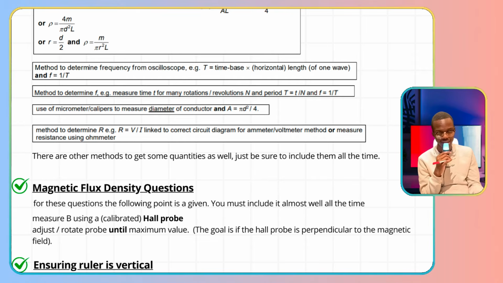Method to determine resistance: V over I. Draw a little diagram if you may. Power is equal to V times I. Q is equal to I T. Those kinds of things where you need I and then you measure T usually fall under additional details. But remember, there are other methods to get some quantities as well. Just be sure to include them all the time. I repeat, be sure to include them all the time.